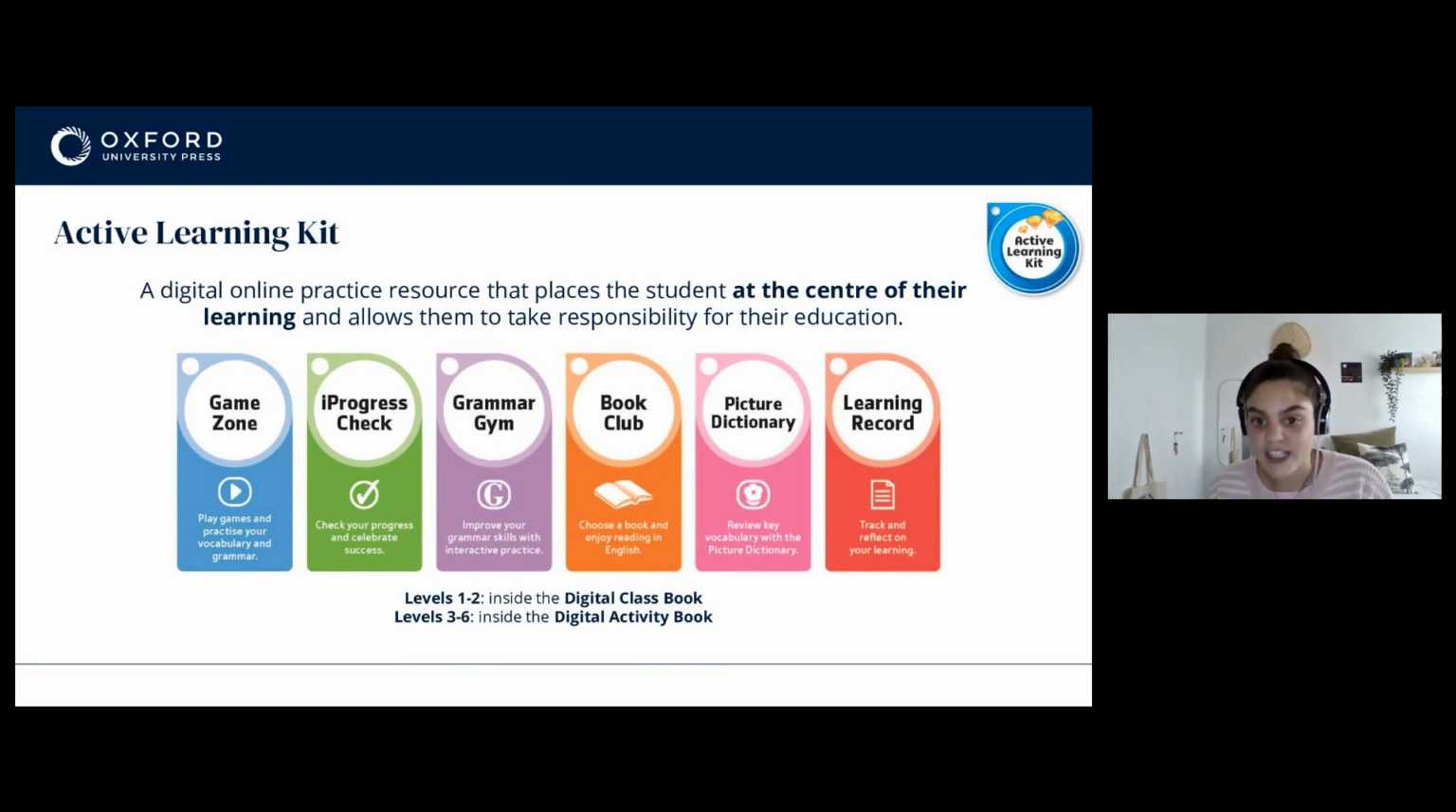The Active Learning Kit is a digital online practice resource that places students at the center of their learning and allows them to take responsibility for their education. This means that whenever students feel they need support in an area, they have a tool they can go to and find a resource that's going to help them in that area, right?